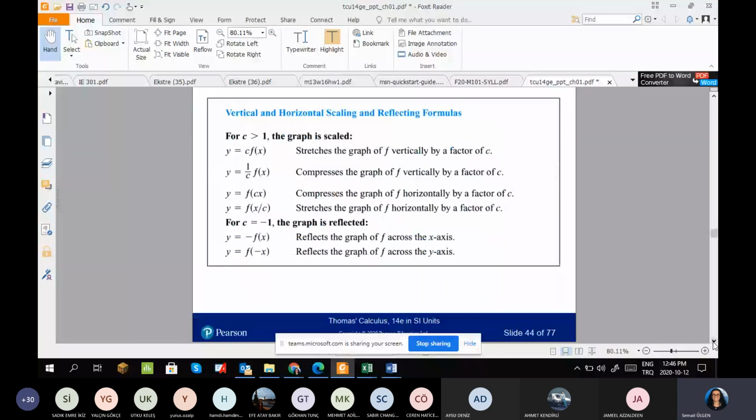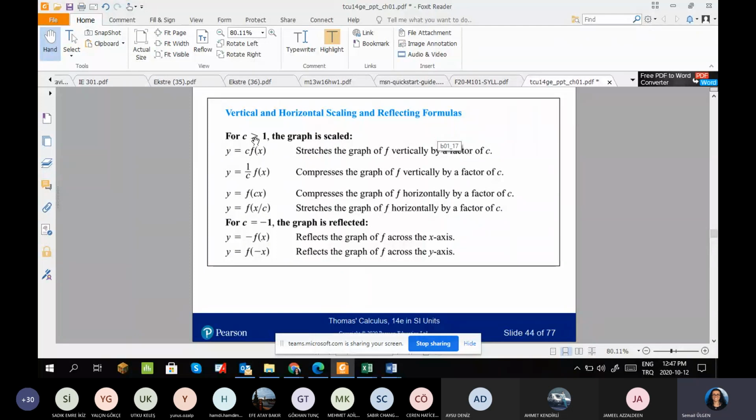All right, so this is the summary of shifting, vertical and horizontal scaling, and reflecting formulas. This is something that we didn't really talk about as much, so this is a new thing for you. We talked about vertical shifting up and down and horizontal shifting to the right and left, but this is vertical and horizontal scaling. Scaling means you're making it bigger, thinner, wider, stretching. Reflecting means you're taking the reflection of the graph.